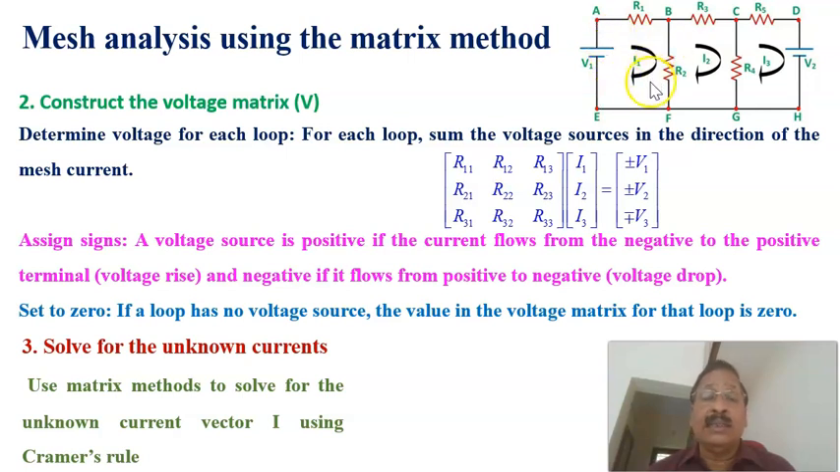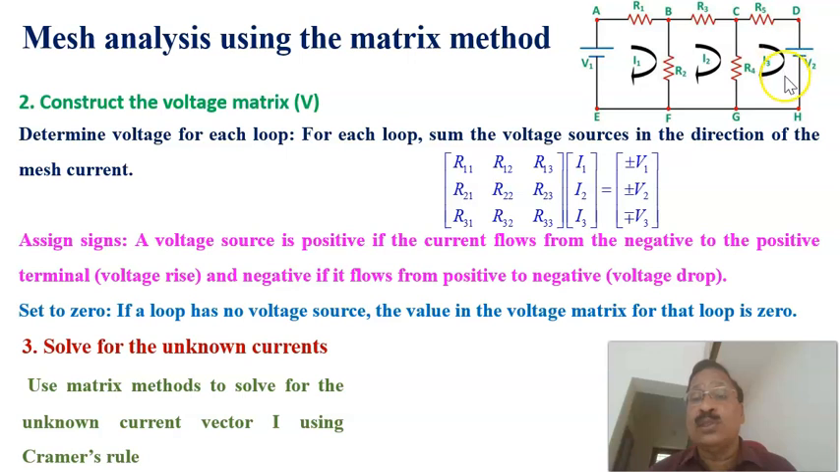Normally, we assign the sign as follows: a voltage source is positive if the current flows from the negative to the positive terminal. For example, in this case, if you proceed in the clockwise direction, as this is the current direction, this is a potential rise. That is why we take it as positive. And negative if the current flows from positive to negative, a voltage drop.